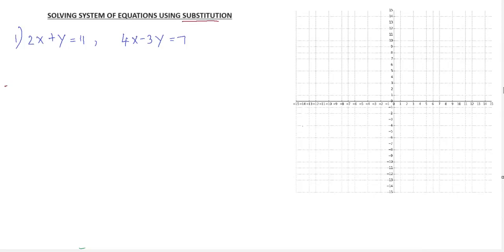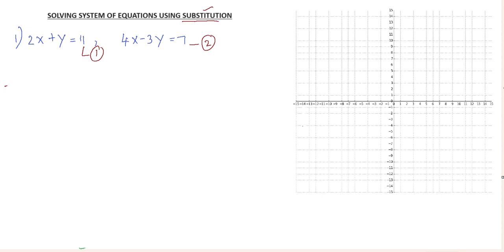Happy learning, dear students. Today we will see how to solve the system of equations using the substitution method. There are two equations given in the question. 2x plus y is equal to 11. 4x minus 3y is equal to 7.